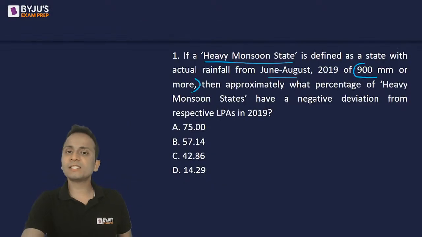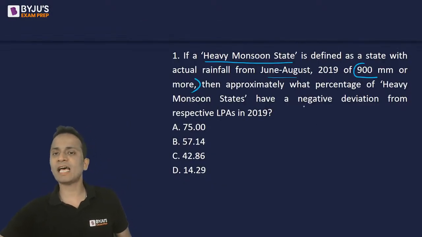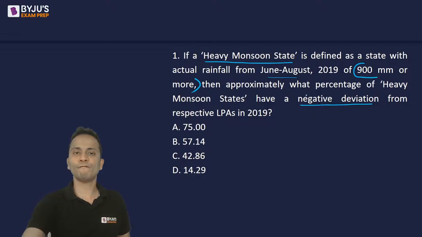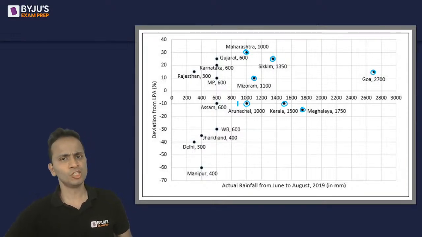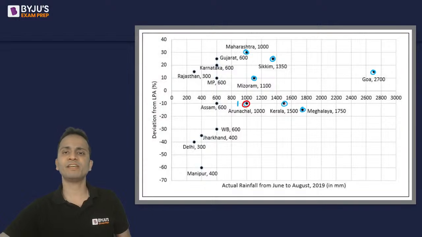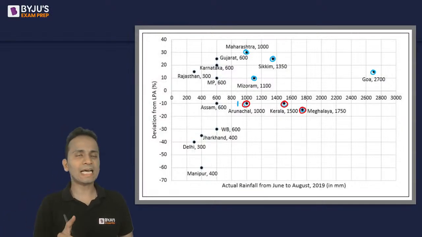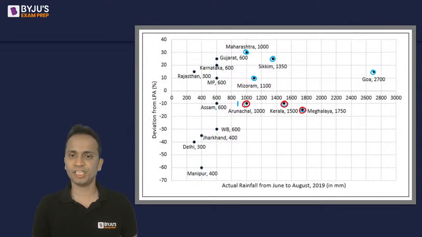Now, out of these 7 states, how many states have a negative deviation from respective LPAs in 2019? So now let's mark all those states which have negative deviation. So Arunachal definitely has negative deviation. Kerala has negative deviation of -10. Meghalaya has negative deviation of -15. Okay. So out of 7, I can say that 3 states have negative deviation.